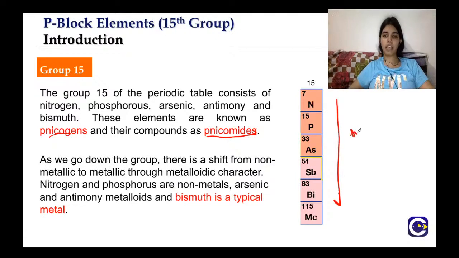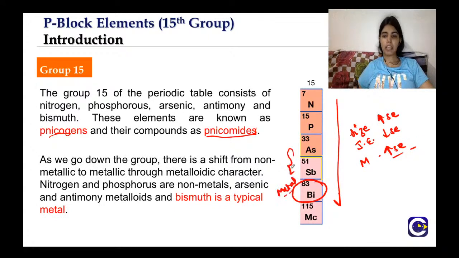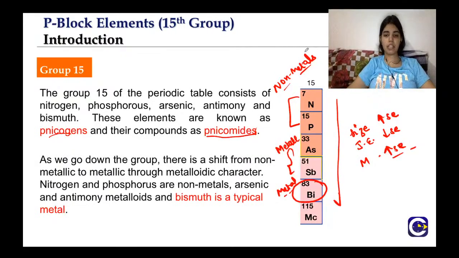So as we go down the group, what is happening here? Down the group, size will increase, ionization energy will decrease, metallic character will increase. So this means that if you take bismuth, it is a metal. If you take arsenic and antimony, these are what? Metalloids. And nitrogen and phosphorus, these are what? Non-metals. So this proves that metallic character increases down the group. Or vice versa, you can say that non-metallic character decreases down the group.